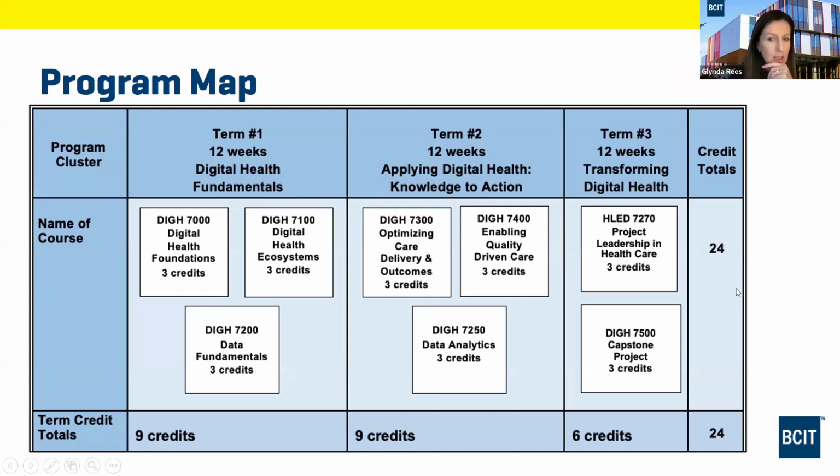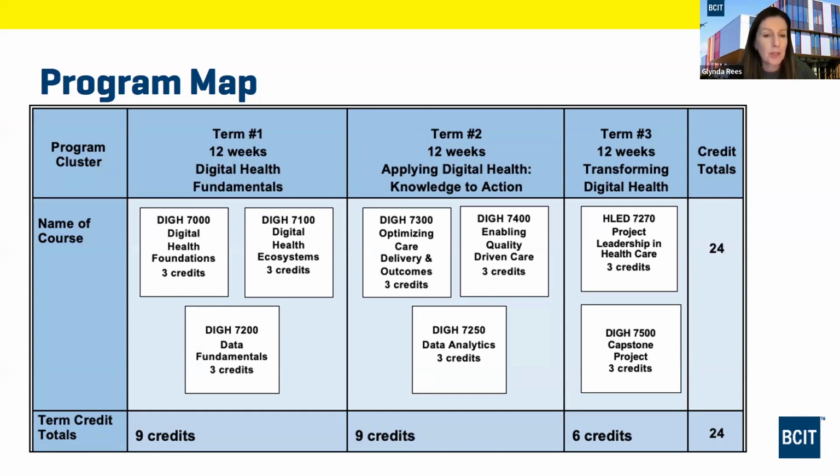So this is your program map, and this is on the website. It's really just an example of what this would look like if you took it over 1 year. And as you can see, if you did it in 1 year, it would be over 3 terms. You're doing 3, 3, and 2. You could do 3, 2, and 3, or you could do 2, 3, and 3. You can kind of divide it up however you want. The only stipulation is that you do digital health foundations either before or at the same time as the digital health ecosystems and the data fundamentals course.